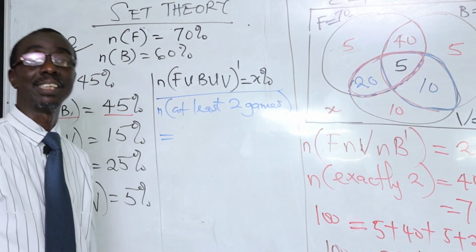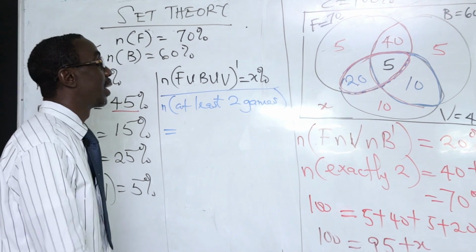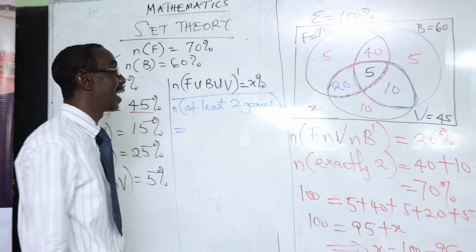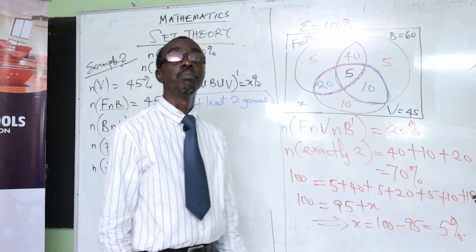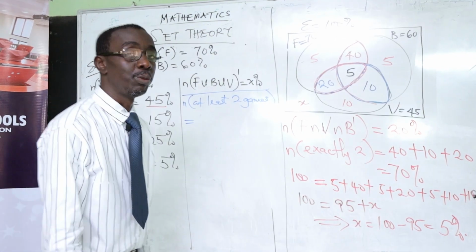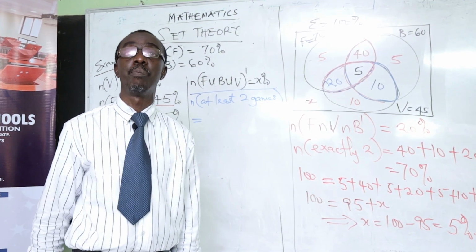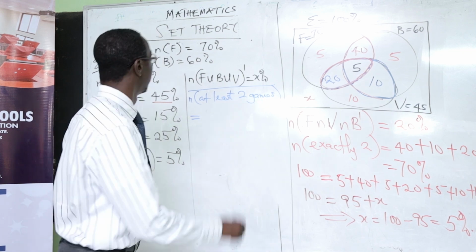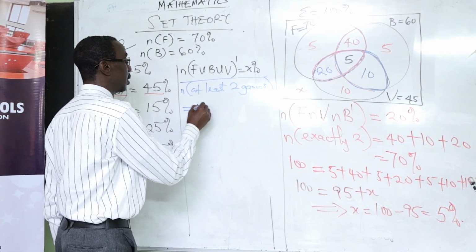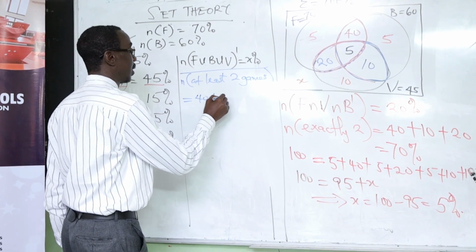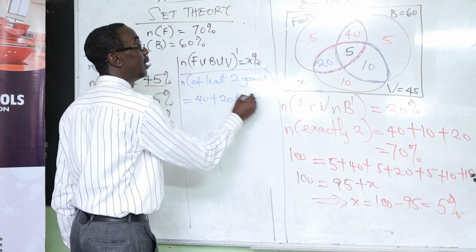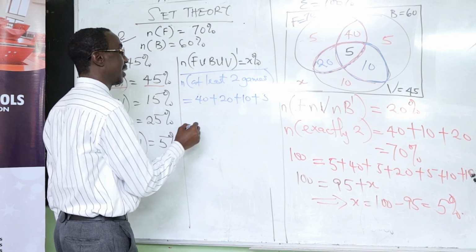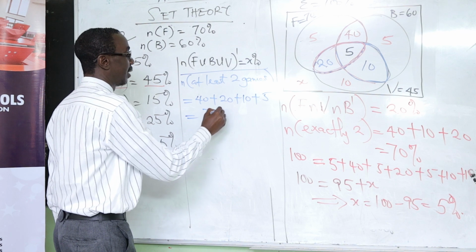Somebody saying 75. That's the final answer? Yes, sir. Okay, let's see how you got 75%. At least 2 games means minimum of 2. We can consider 2 and above, so we can consider 3. So 2 now will be 40 plus 20 plus 10 plus 5. And that is, thank you, 75%.